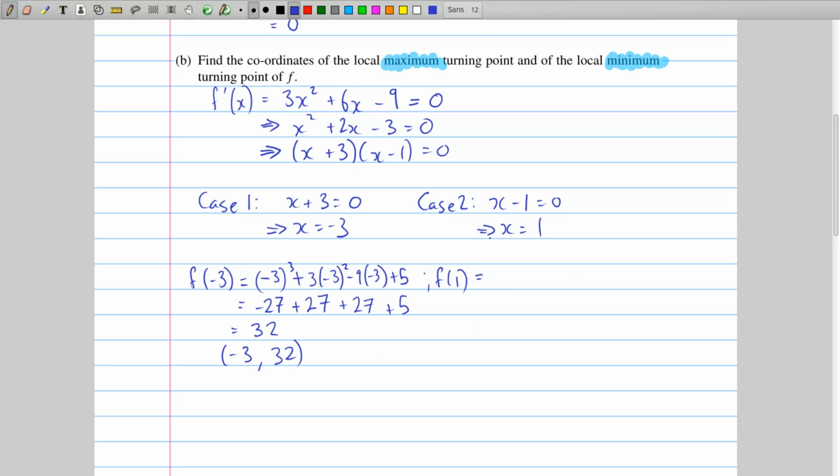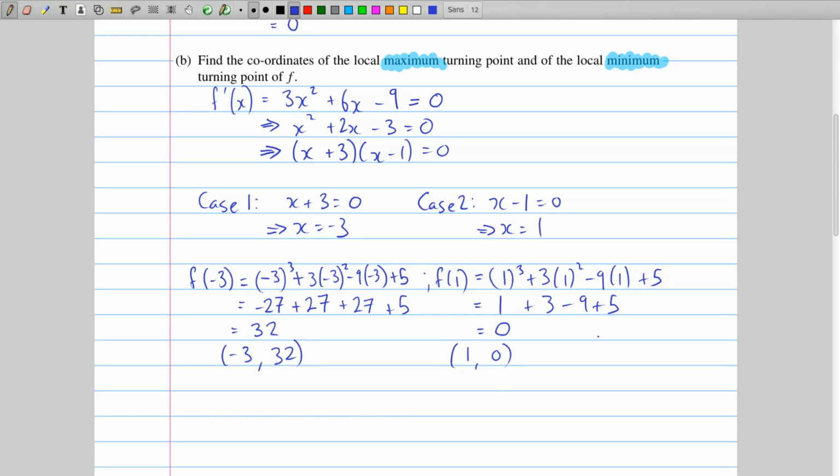Next we have to work out f of 1, so we're looking at 1 cubed plus 3 by 1 squared minus 9 by 1 plus 5. So that's 1 plus 3 minus 9 plus 5. And so 1 plus 3 is 4, minus 9 is minus 5, plus 5 gets you 0. So you get the point 1, 0.